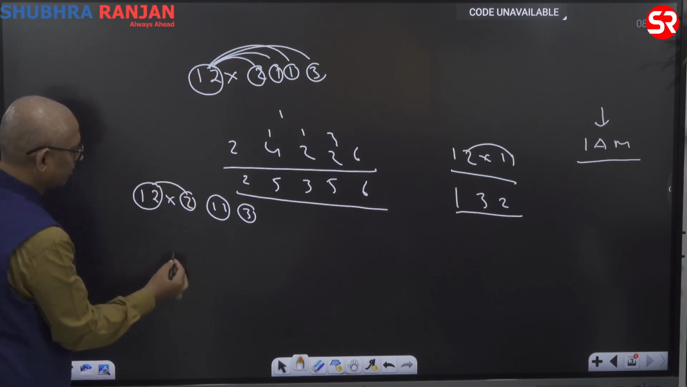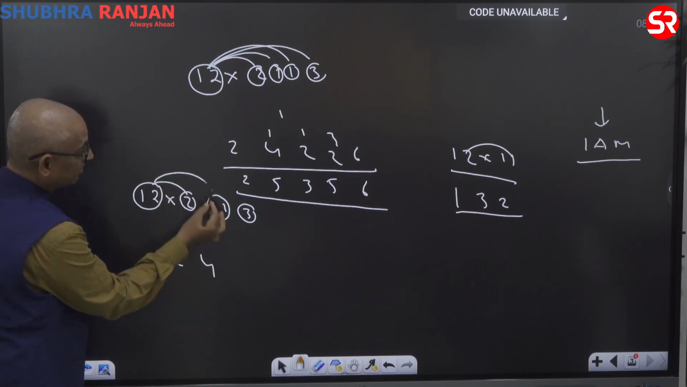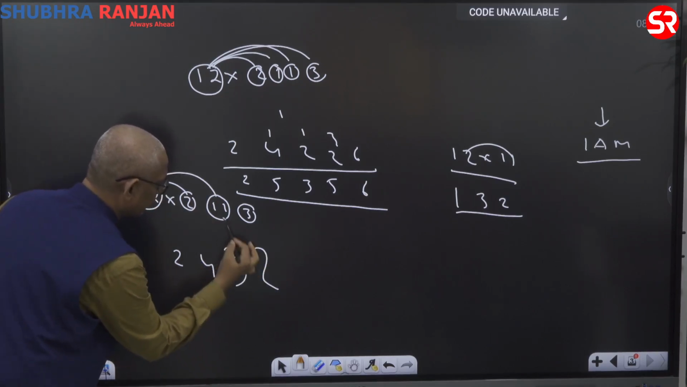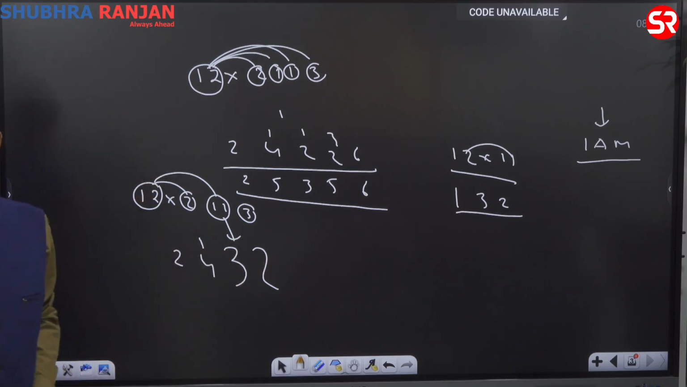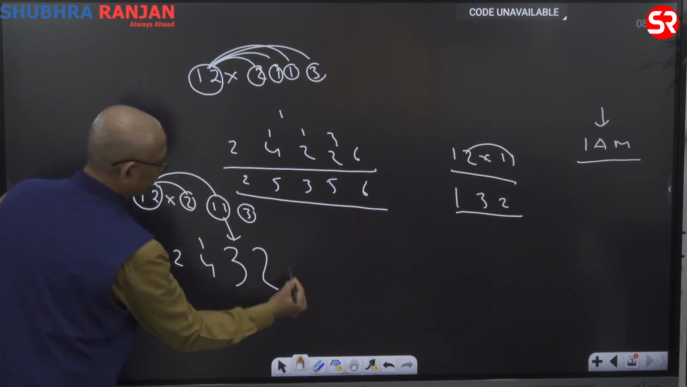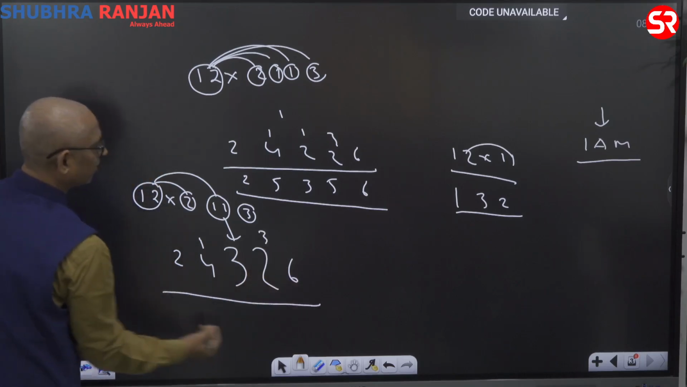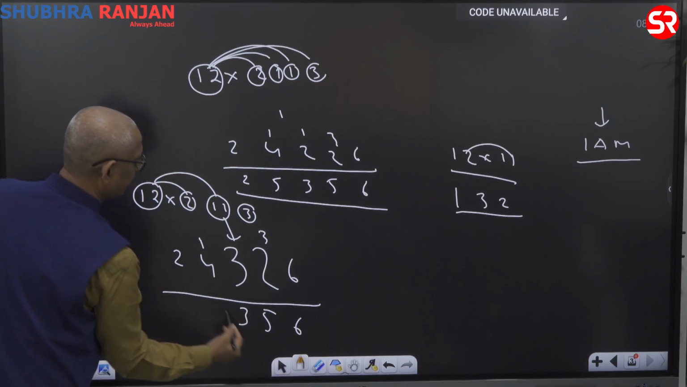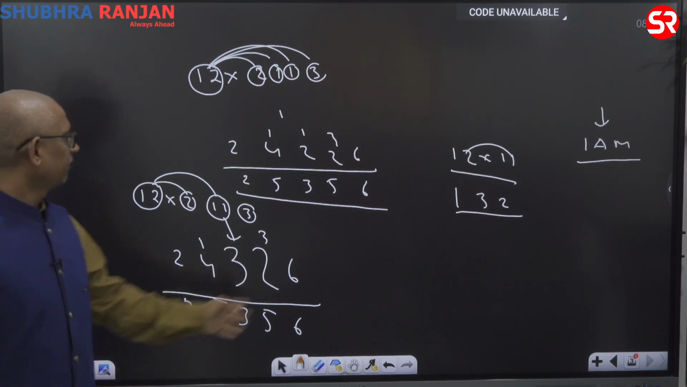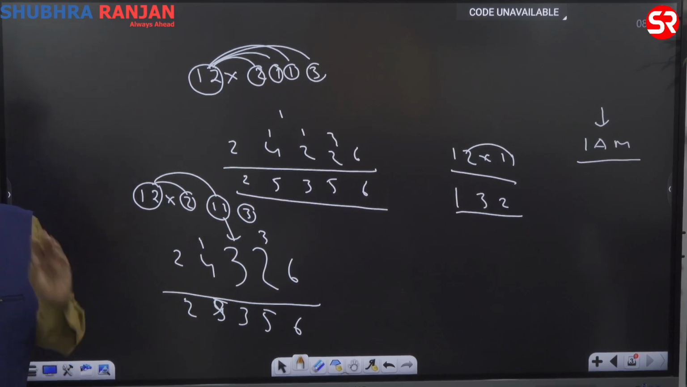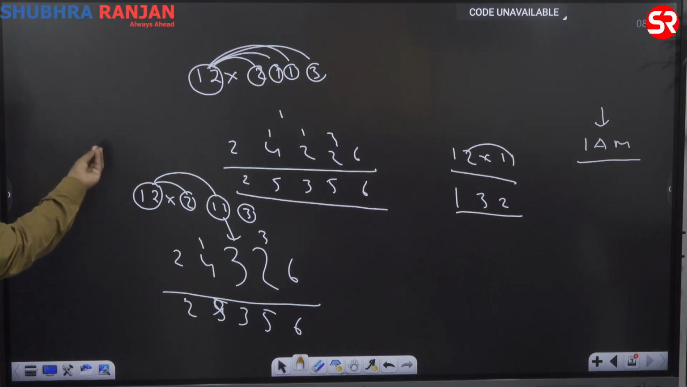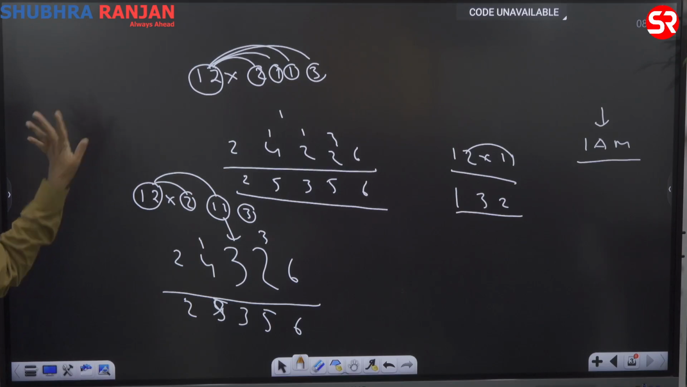12 twos, tell me. 12 11s, 132. I am writing 32 and carrying 1. Got it? Next, 12 threes as usual. So my final answer is 25356. Is it okay? It is your choice how many terms you know and how many you don't. Got it? No confusion? Make a note.